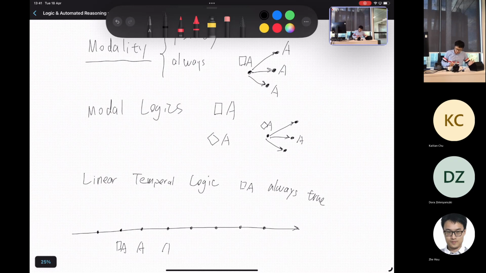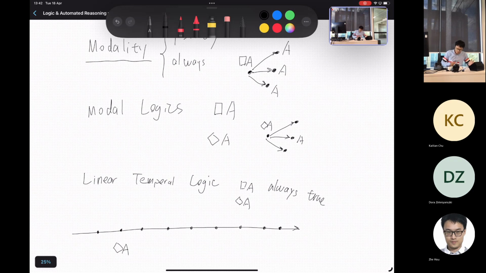Okay, so if box A is true here, then A is true at every following time point. Right? And then it also has diamond A. So if diamond A is true somewhere, that's another example.